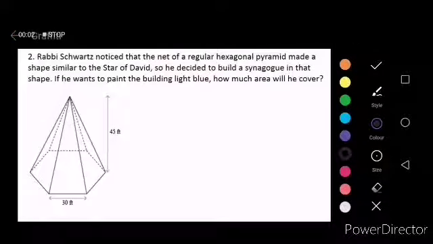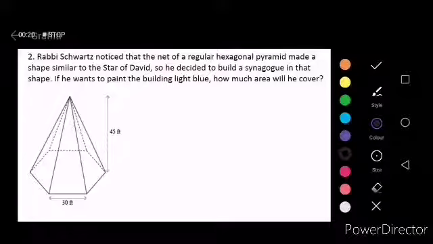But how about this third problem? Rabbi Schwartz noticed that the net of a regular hexagonal pyramid made a shape similar to the Star of David. So he decided to build a synagogue in this shape. If he wants to paint the building light blue, how much area will be covered?